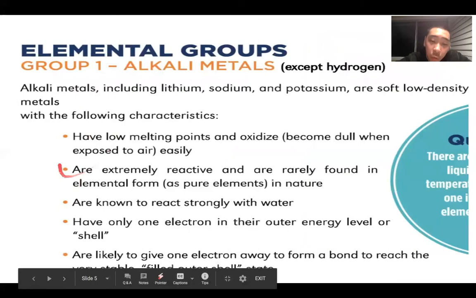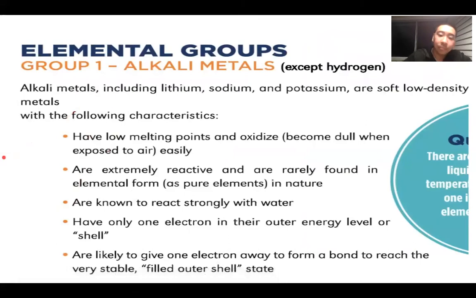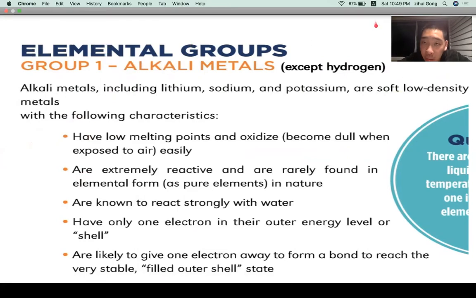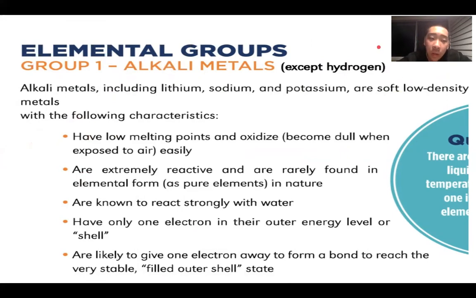So, elemental groups. Now we're getting deeper into it, more separated. We're separating them based on their qualities. So first group, we have alkaline metals. If you hear the name alkaline metals, it might remind you of a bottled water company. But don't let the nice little name fool you. The members of the alkaline metals family are incredibly reactive.